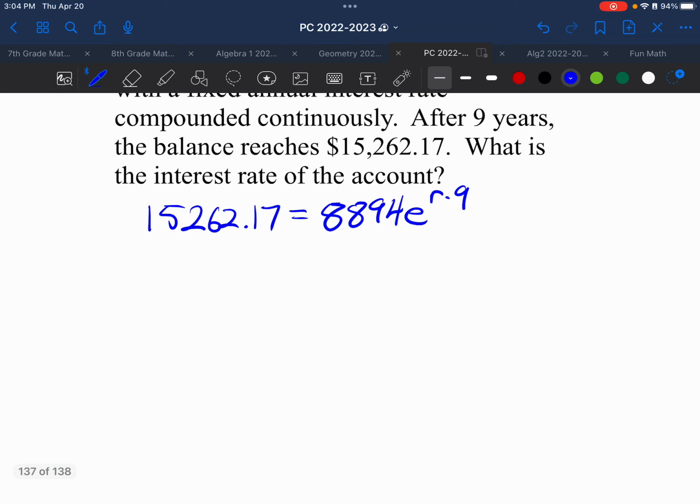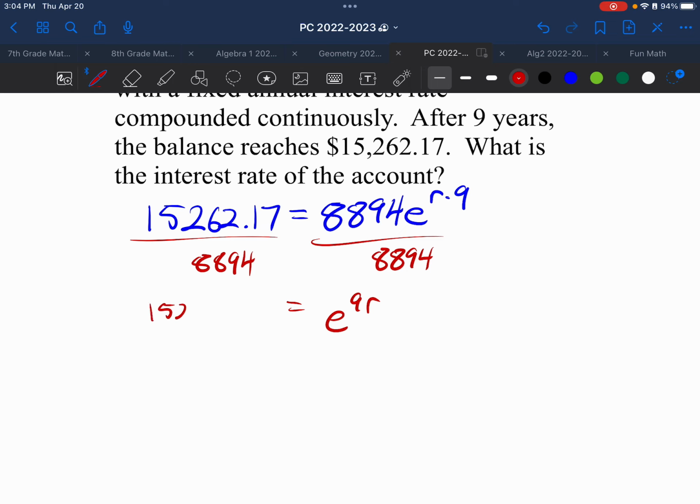So the way that we do that is I can first get rid of this 8894 by dividing by it, right? So I'm going to divide both sides by 8894, and that's going to give me just e to the power of 9r is equal to 15262.17 all over 8894. And then from here, we have to untrap Rapunzel, literally an R on the top for Rapunzel, by taking the logarithm.